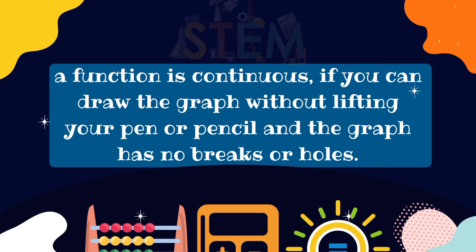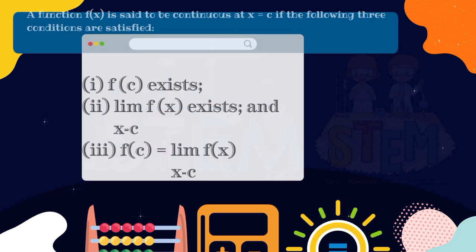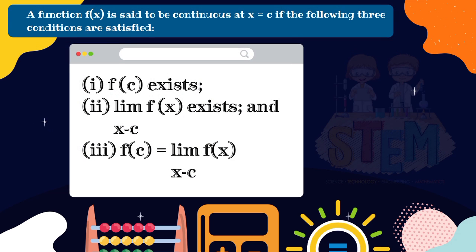So what if the graph wasn't presented on a given function? This is where a function f of x is said to be continuous at x equals c if the following three conditions are satisfied. First, if f of c does exist. Second, if the limit of f of x as x approaches c does exist. And third, if f of c equals the limit of f of x as x approaches c, they match.